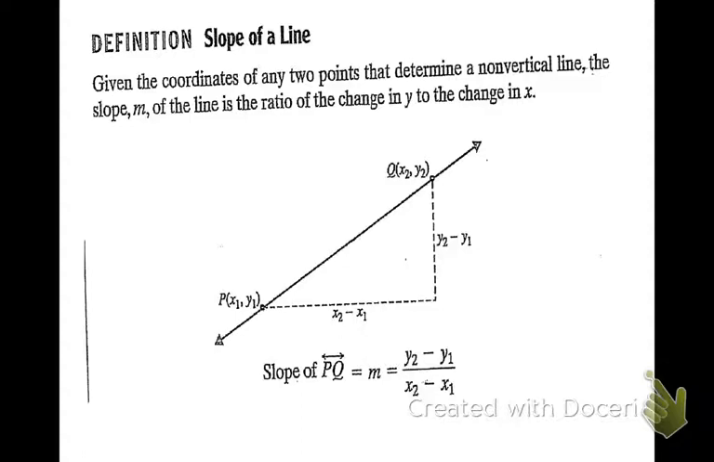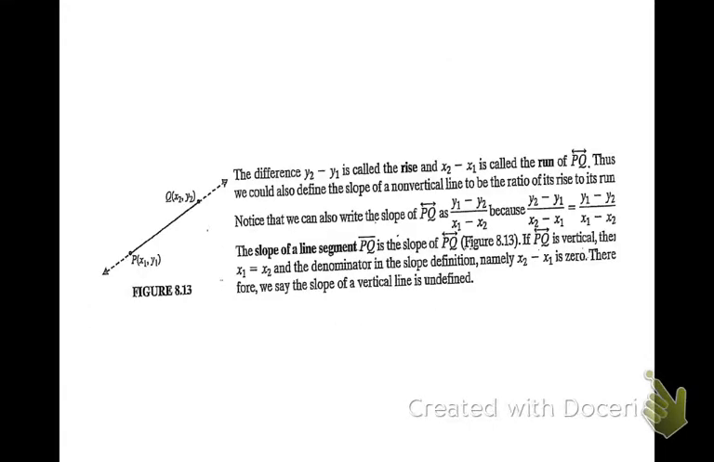Given the coordinates of two points that determine a non-vertical line, the slope m of the line is the ratio of the change in y, which is the up and down distance, and the change in x, which is the horizontal distance, right to left. So the slope of PQ equals y2 minus y1 over x2 minus x1. The difference y2 minus y1 is called the rise, and x2 minus x1 is called the run of PQ. Thus, we could also define the slope of a non-vertical line to be the ratio of its rise to run.